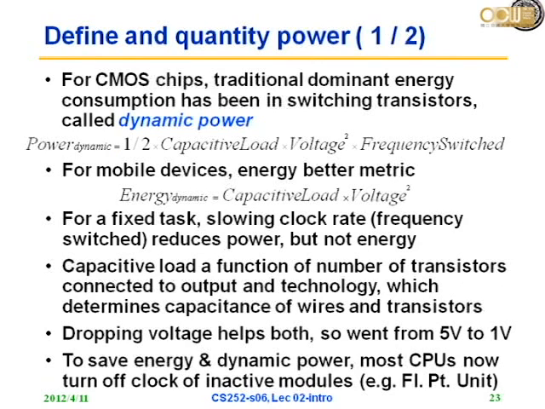For CMOS chips, traditional dominant energy consumption has been in switching transistors, called dynamic power. So in CMOS, what is the signal? What is the signal in a CMOS circuit? Do you know? Voltage, amperage, or the intensity of light? Of course, it's voltage. In CMOS, the signal is the voltage on the gate of a transistor.